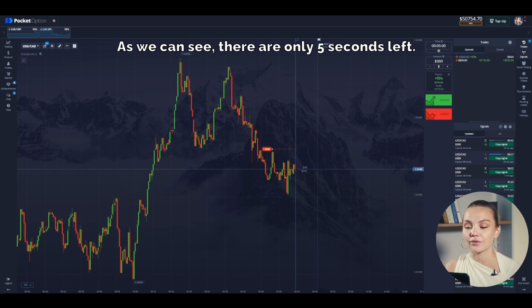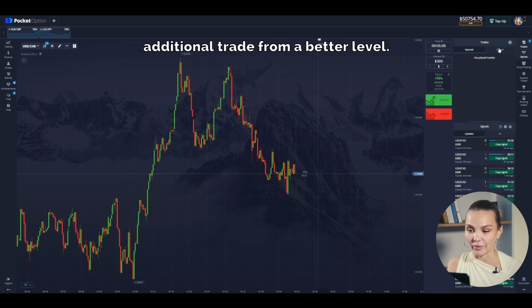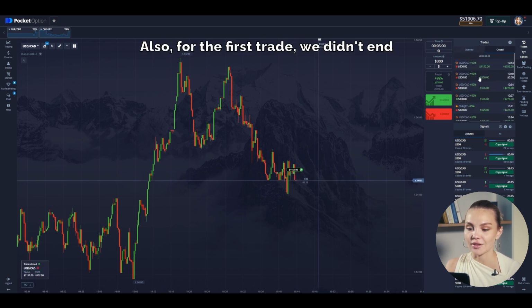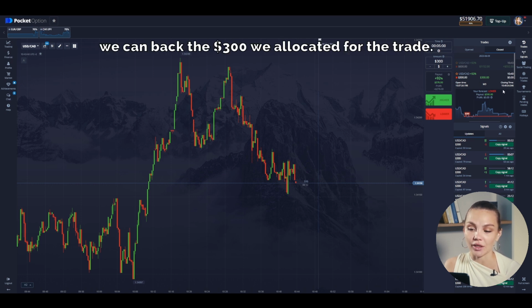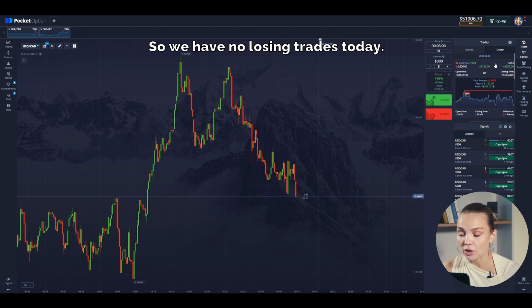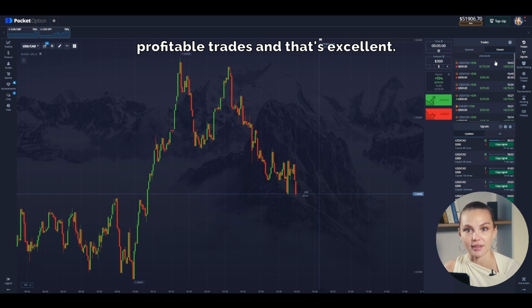As we can see, there are only 5 seconds left. It's a good thing I decided to open an additional trade from a better level. Also, for the first trade, we didn't end up with a loss, but rather a refund, meaning we got back the $300 we allocated for the trade. So we have no losing trades today. At the moment, we have 2 profitable trades, and that's excellent.